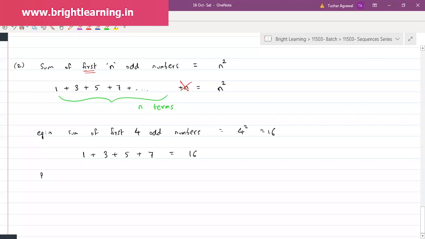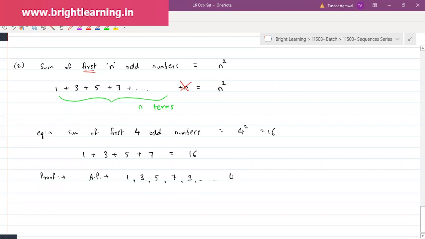Now, what is the proof of this formula? The proof is again simple. We have an arithmetic progression. The sequence that we are considering is again an arithmetic progression where the first term is 1 and the common difference is 2: 1, 3, 5, 7, 9, and so on.